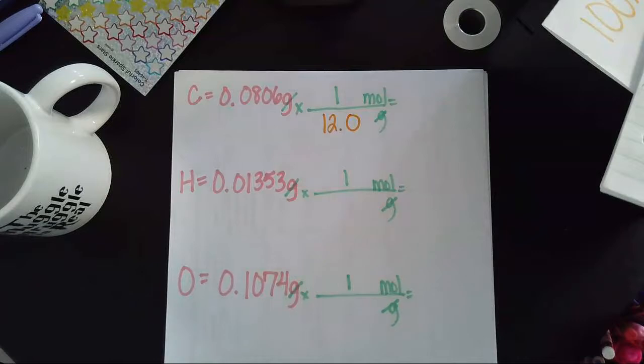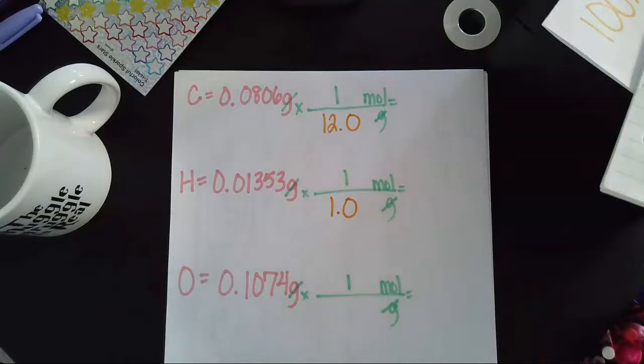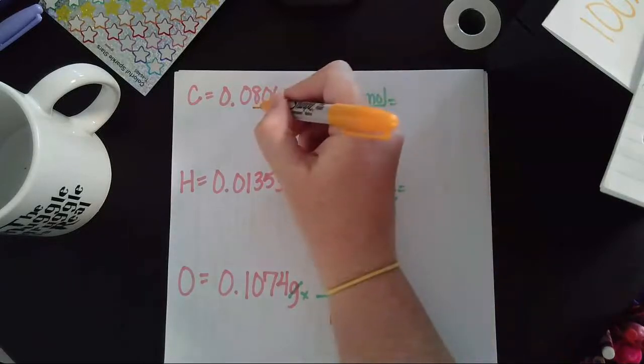Now I look at hydrogen on the periodic table. It's 1.0079, so I'm just going to use 1.0. And oxygen is 15.999, so I'm going to use 16.0. So now I get to do this math. What I'm going to do is use the number of decimal places that my starting number has. This one has 3.